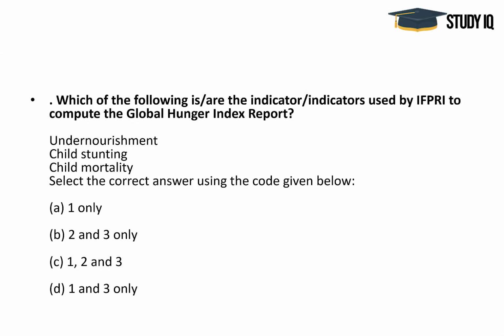Second question is, which of the following are the indicator or indicators used by IFPRI to compute the Global Hunger Index report? So options are 1, 2, 3: undernourishment, child stunting, child mortality. So you have to choose the correct answer and write in the comment box.